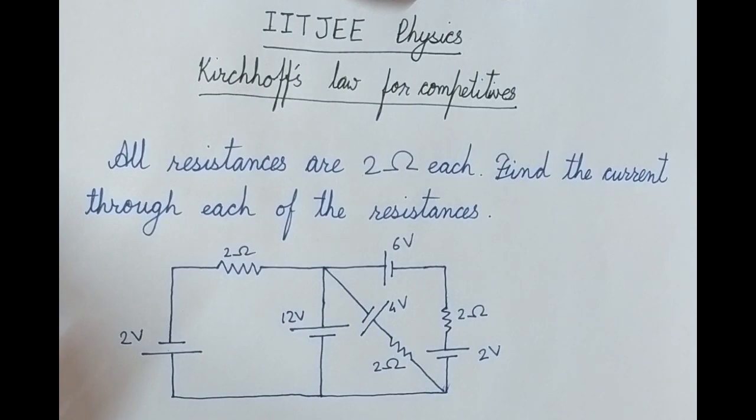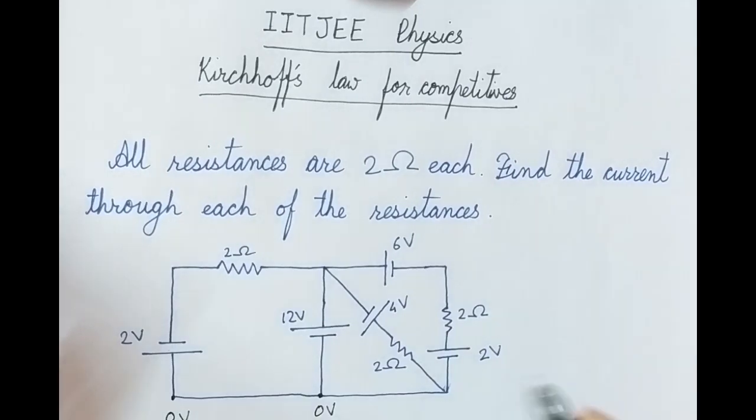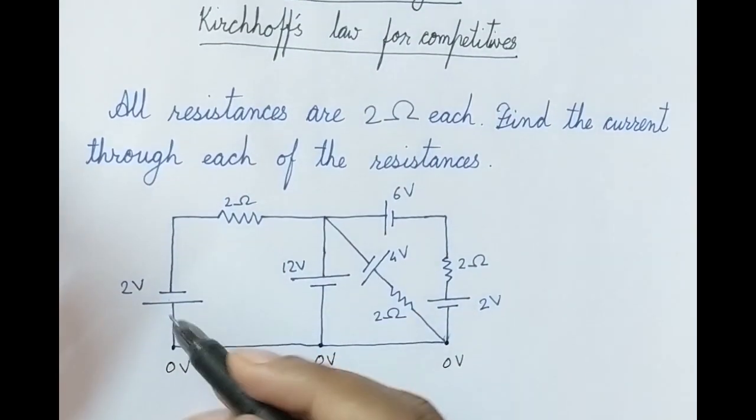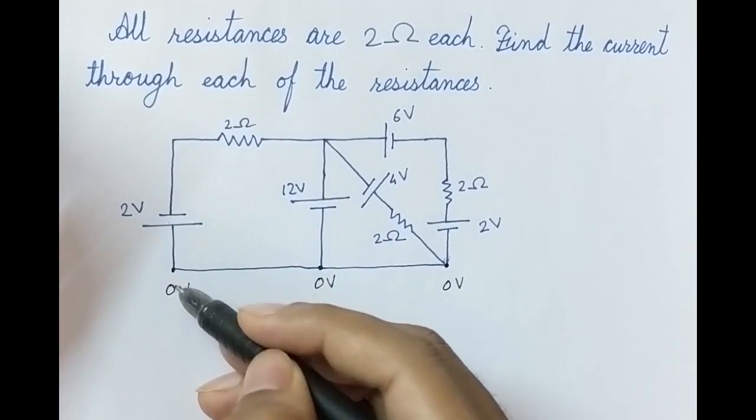and simpler way. So suppose you have a circuit given like this and they ask you to find the current through each of these 3 resistances, all of which are 2 ohms each. The way you proceed with this is that you pick a common point and assume that the potential there is 0 volts. So if this point is at 0 volts, this is also at 0 volts, and this point is also at 0 volts. There's a cell of EMF 2 volts attached to it.